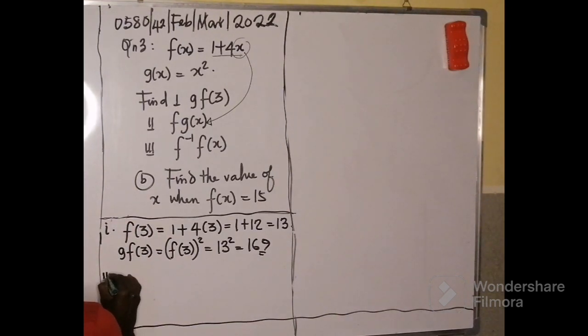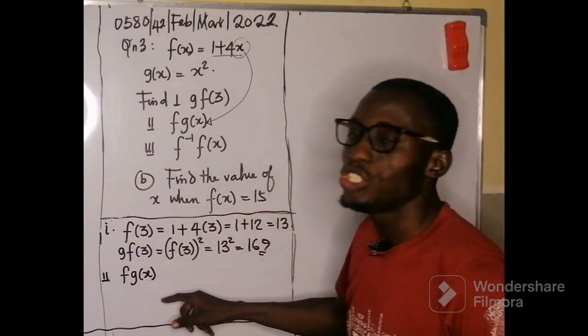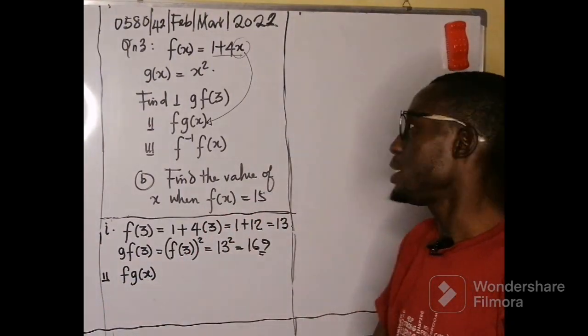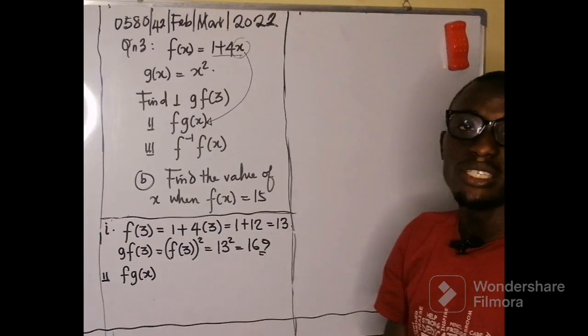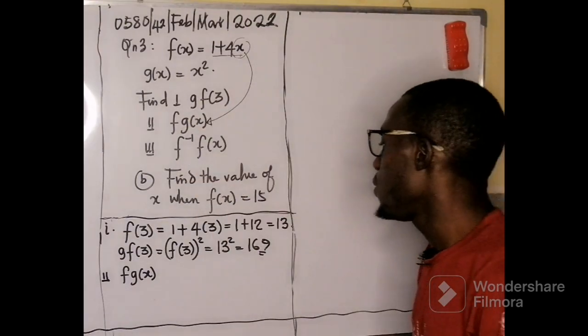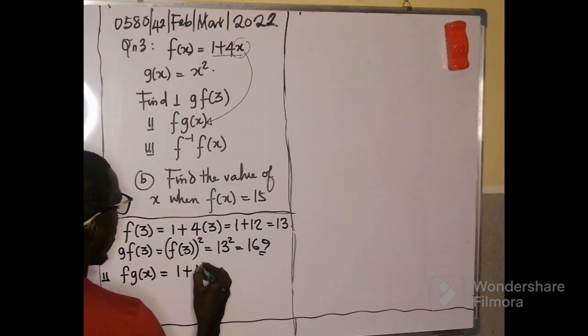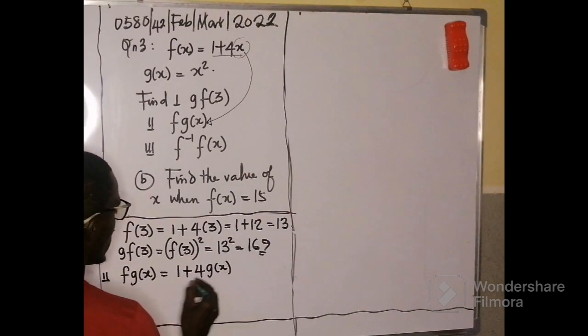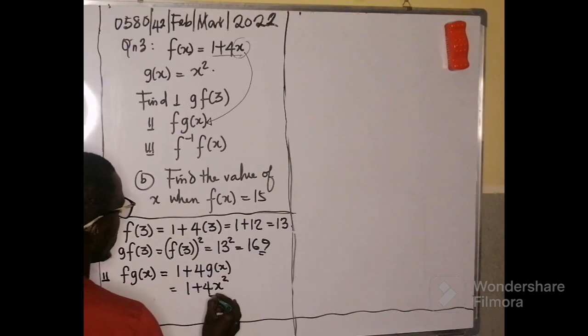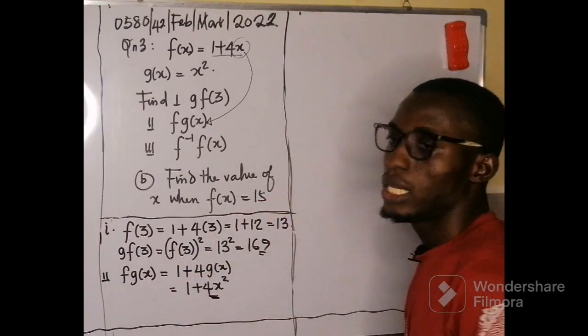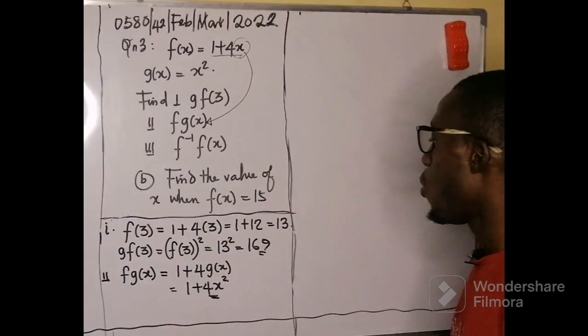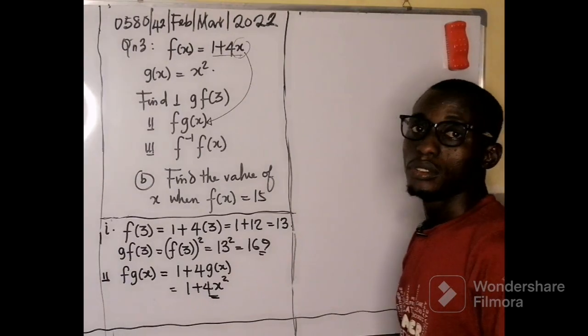So let's look at the second one. The second one is fg of x. That means you are inserting g of x into x in f of x. Meaning whenever you see x in f of x, you introduce what? g of x. So let's look at that. If I want to rewrite this, it's going to give you 1 plus 4 g of x. And I'll give you 1 plus what? 4. What is g of x? x squared. So fg of x is 1 plus 4x squared. I hope that is clear.